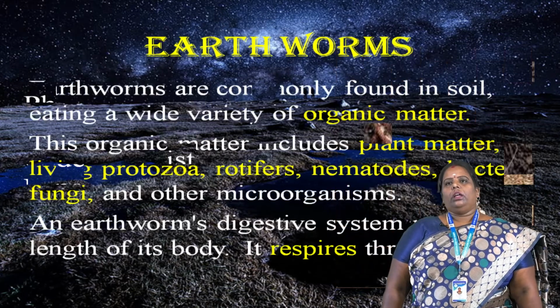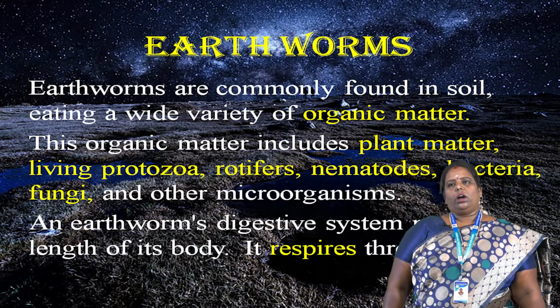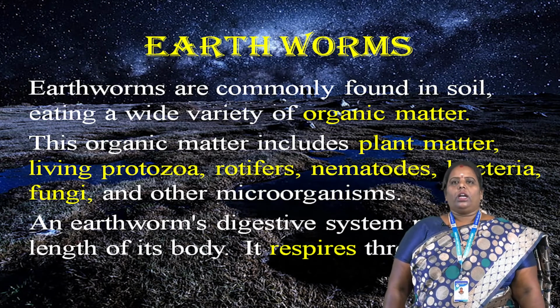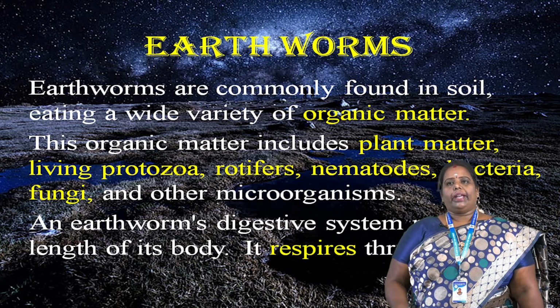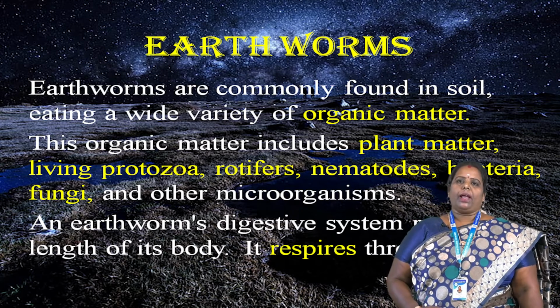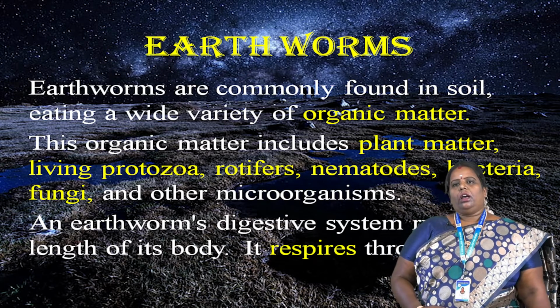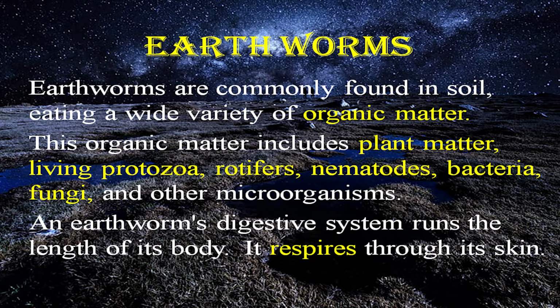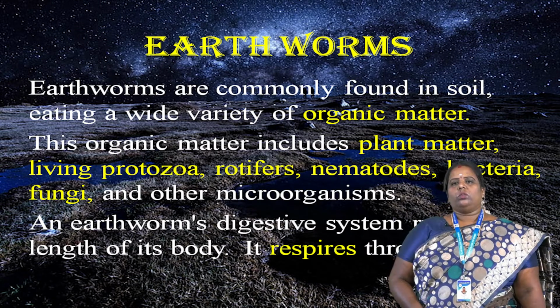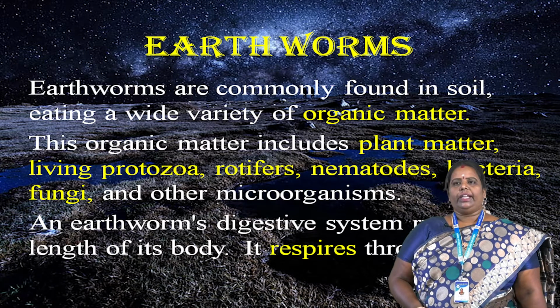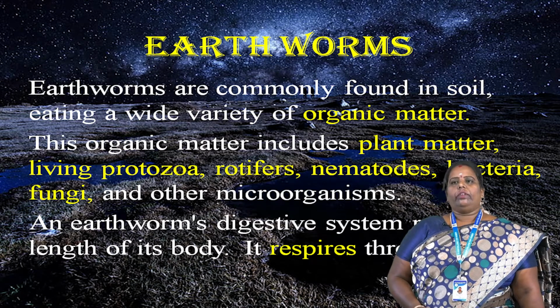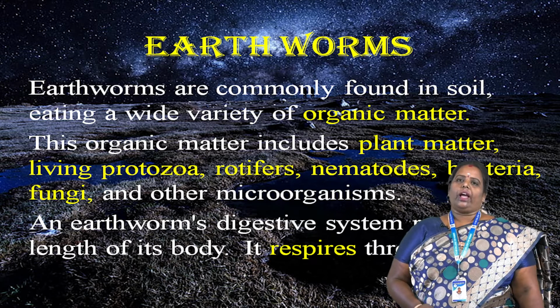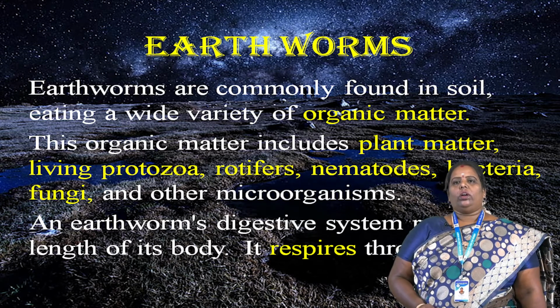Earthworms are commonly found in soil, and they eat a wide variety of organic matter, such as plant matter and living matter. Living things means living animals: protozoa, rotifers, nematodes, bacteria, fungi and other microorganisms. Plant matter includes leaf litter and waste leaves, and they digest this organic matter.